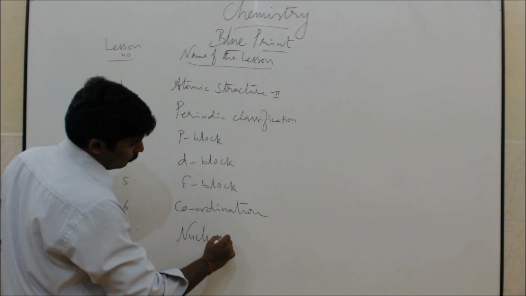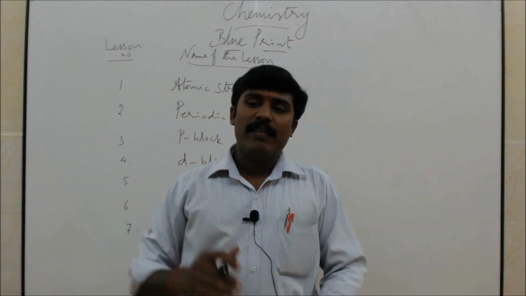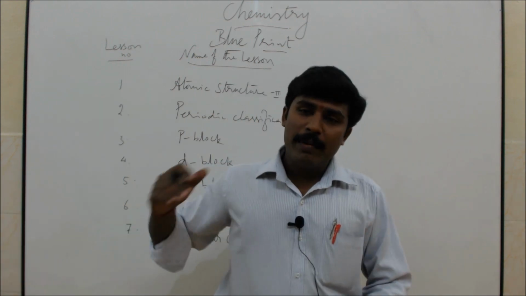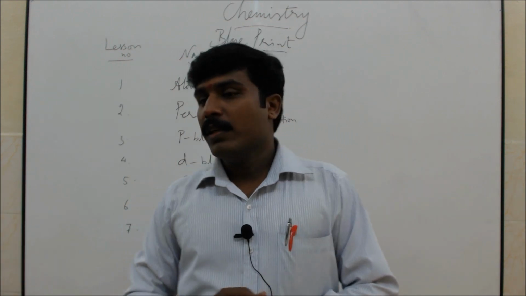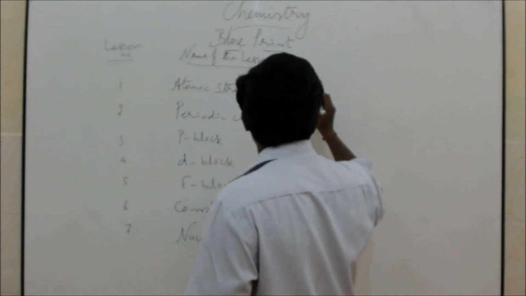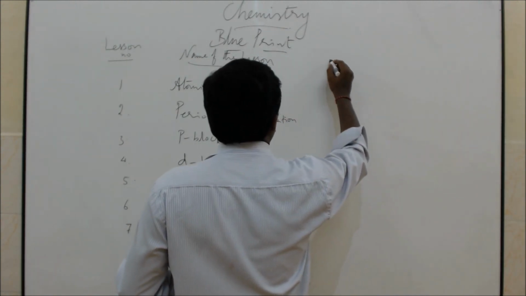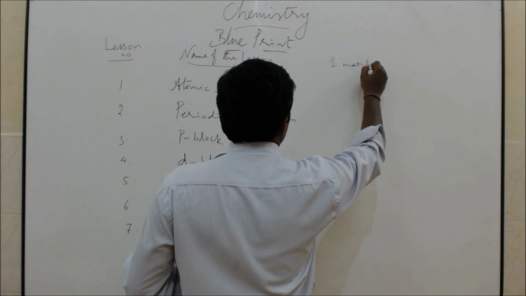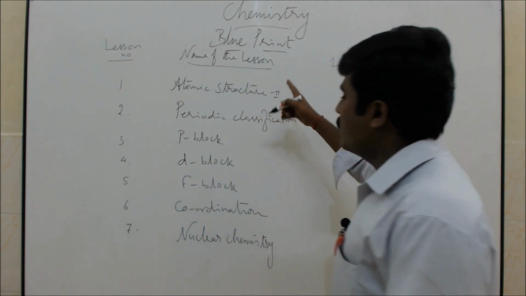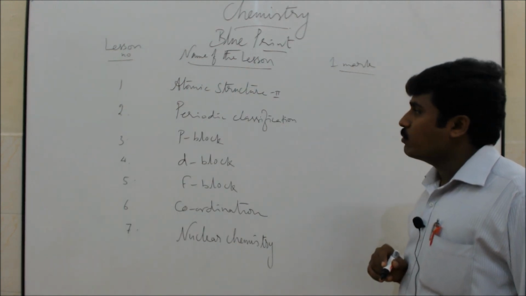We'll discuss chapter wise. That means the first 7 lessons are from inorganic chemistry, then the next 7 lessons from physical chemistry, the remaining 8 lessons from organic chemistry. So first we'll discuss 1 mark questions, that means objective type. From this inorganic part, they will ask 10 questions.